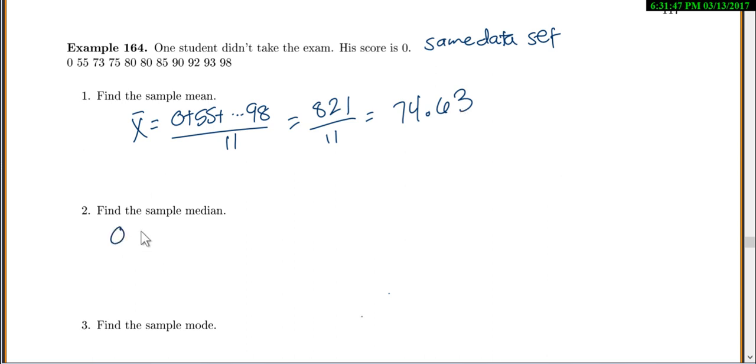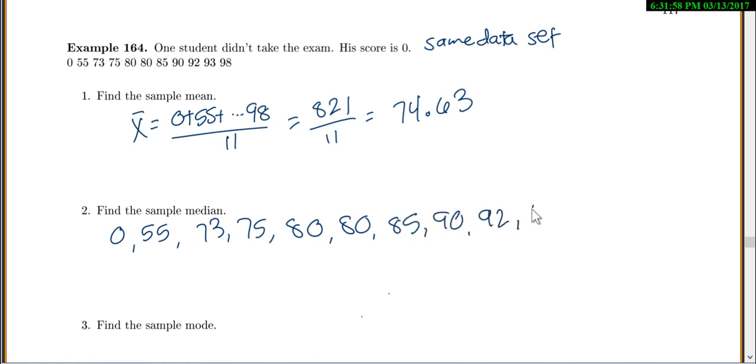To find the sample median, I'll go ahead and write them in order again. So they're written out in order. Now I want to find the middle value. Sometimes I tick them off, sometimes I put my fingers on each end. Go 1, 2, 3, 4, 5. So it looks like I have 5 on the bottom, 5 on top, and 1 left in the middle. So if I circle the 80, I have 5 on the bottom, 5 on top, so that's in the middle. So my median is 80.